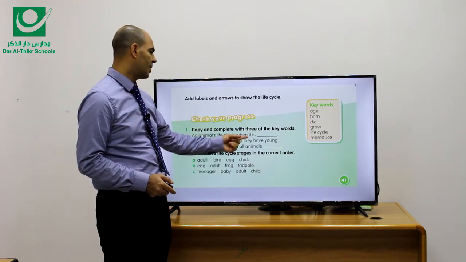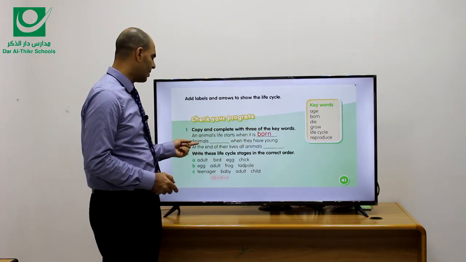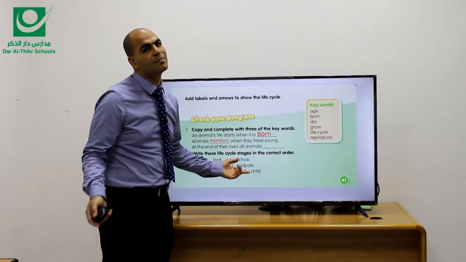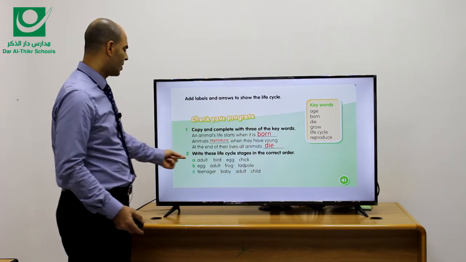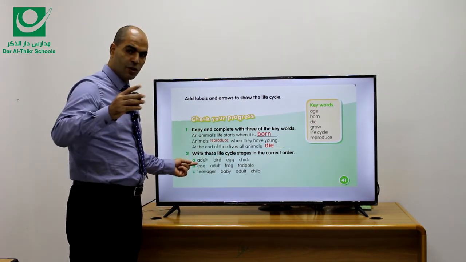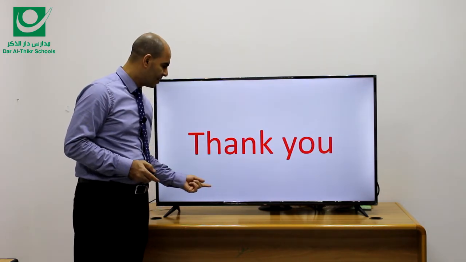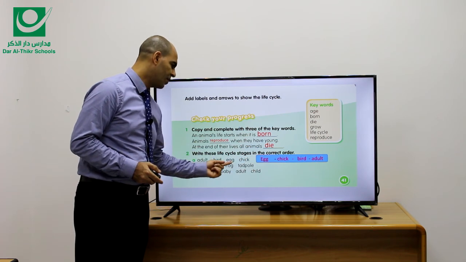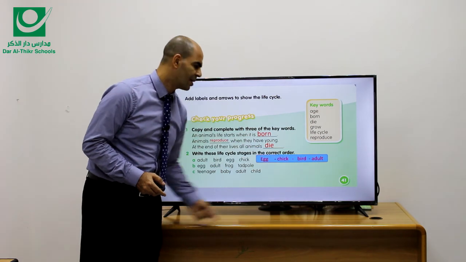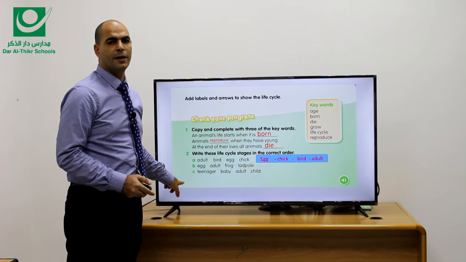Okay, copy and complete. An animal's life starts when it's born. Animals reproduce when they have young. At the end of their lives, all animals die. Write these life cycle stages in the correct order. We need to order the stages. Adult, bird, egg, chick. The egg first. The egg turns into a chick. The chick turns into a bird. The bird becomes an adult. This is an example. Please think of B and C on your own.